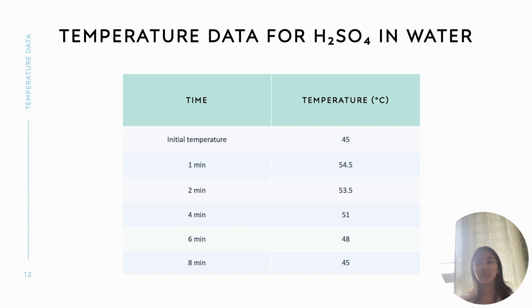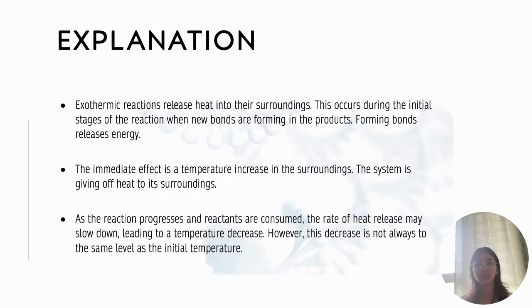On recording the temperature changes, it was noticed that the initial temperature was 45 degrees Celsius. After a minute, it changed to 54.5 degrees Celsius. After another minute, 53.5 degrees Celsius. And then another 2 minutes, 51 degrees, another 2 minutes, 48 degrees, another 2 minutes, 45 degrees. As we can see, there is an initial increase in the temperature and then a gradual decrease in the temperature.